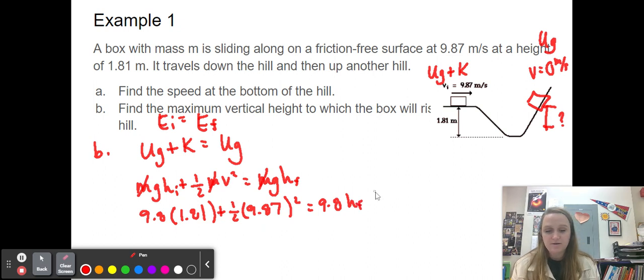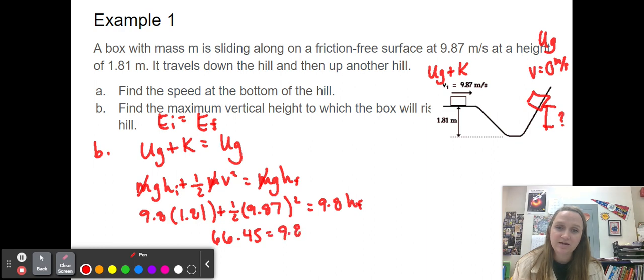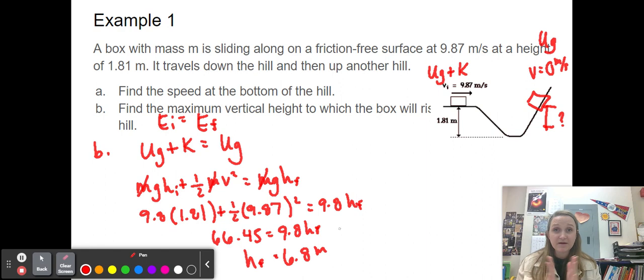And I plugged all of that in previously, the left side of the equation, which is where we got 66.45 equals 9.8 hf. And then we just divide that answer by 9.8 to give us our height, which is a height of 6.8 meters. So I want you to stop and think to yourself, does that number make sense?